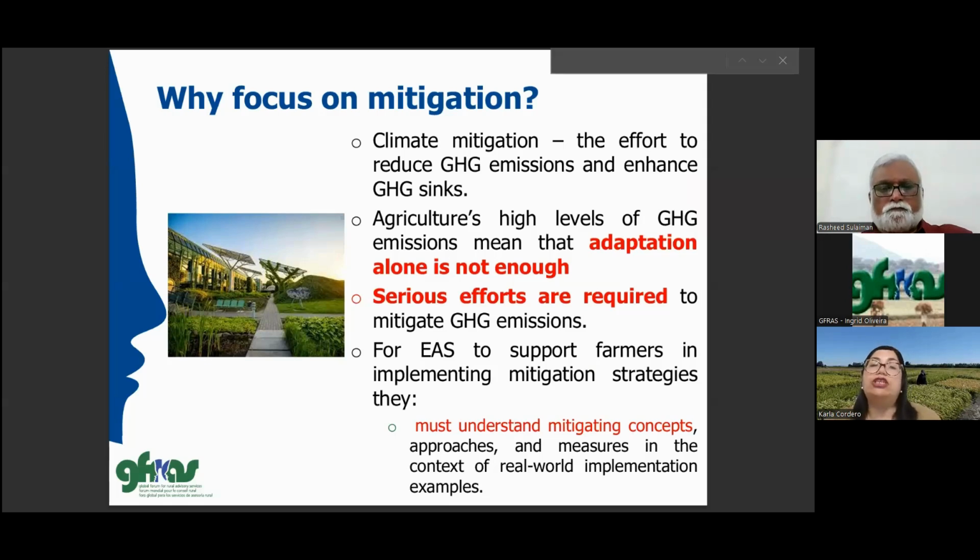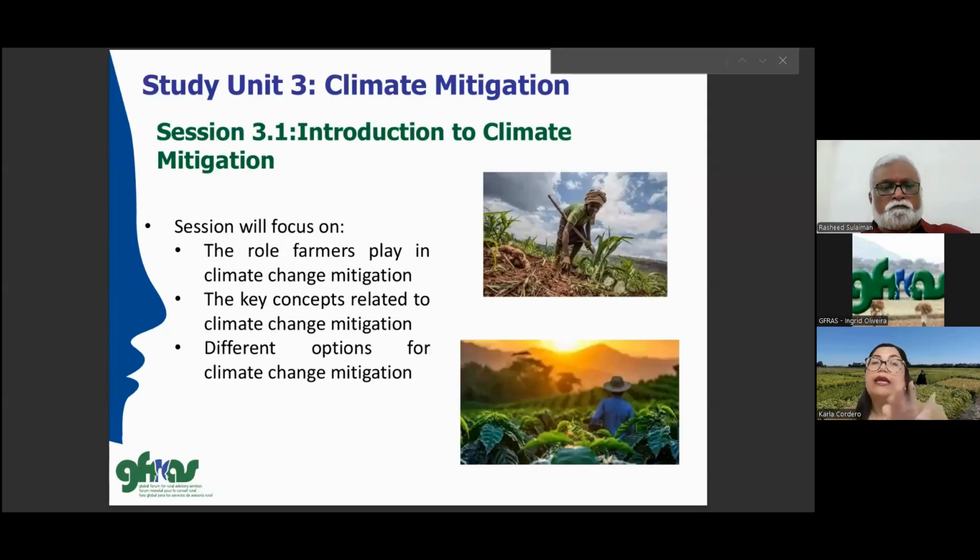And then for the extension advisory services to be able to support farmers in implementing the mitigation strategies, they must understand the mitigation concepts, the approaches, the measures, and also in the context of real-world implementation examples. So in this unit, we are going to cover 3 sessions.